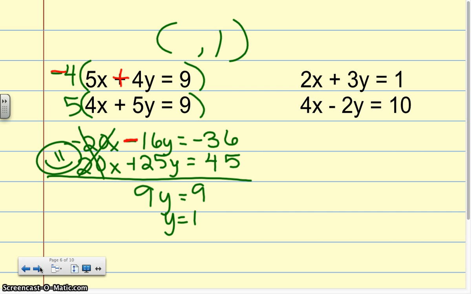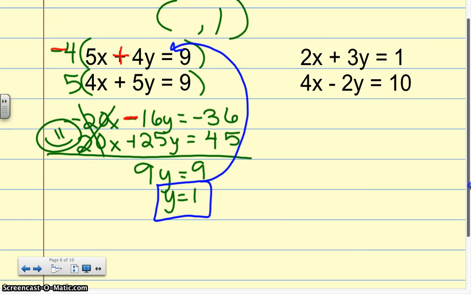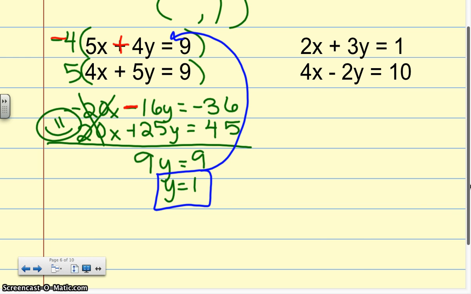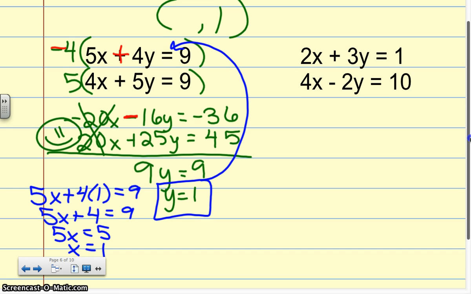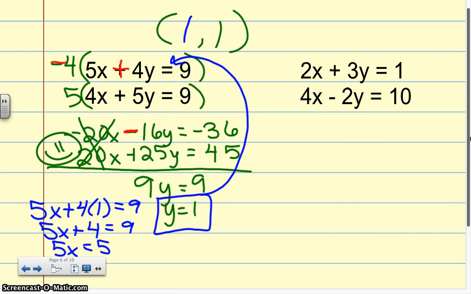Again, my solution is always a point. I'm going to take this y and put it back in my first equation. It doesn't matter. Remember, I have 4. My personal preference is the first. You do whatever you like. Rewriting, 5x plus 4 times 1 is equal to 9. 5x plus 4 equals 9. Subtract 4. 5x equals 5. Divide, x is 1. So the solution to this system of equations is (1, 1). That means these two lines would intersect at the point (1, 1).